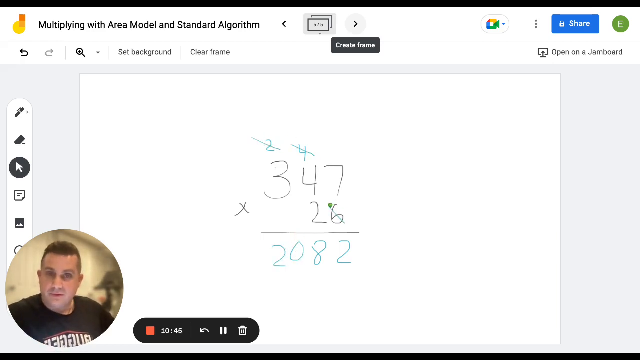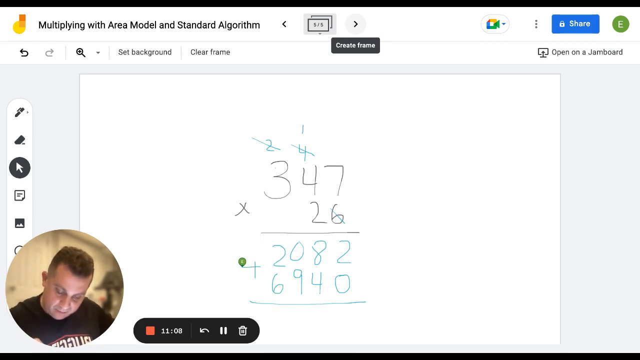I'm done with those factors. Now I'm going to put my placeholder. And now let's use the 2 here, which is really 20. 2 times 7 is 14. Carry the 1. 2 times 4 is 8. Plus 1 is 9. 2 times 3 is 6. Let's add those up. 2. 8 and 4 is 12. 1 and 0 is 1. Plus 9 is 10. 1 and 2 is 3. 3 and 6 is 9.